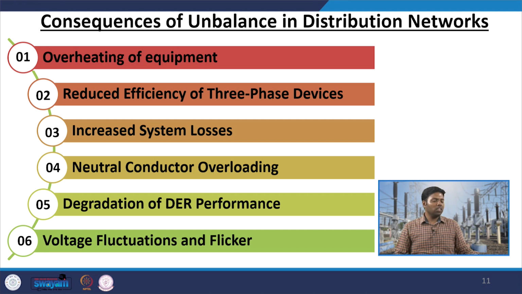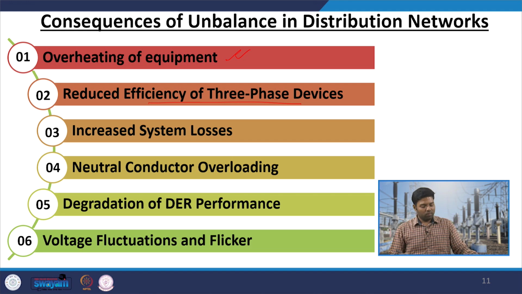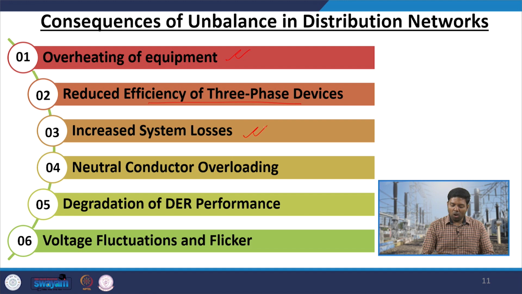So, what are the consequences of it? First thing is overheating of the equipment. Whatever balanced three phase motors or three phase devices you have, they will obviously get unbalanced current. If they are getting unbalanced current, then there will be heating in those three phase devices, and if the heating is there, then obviously their efficiency will drop down. The system loss will increase.